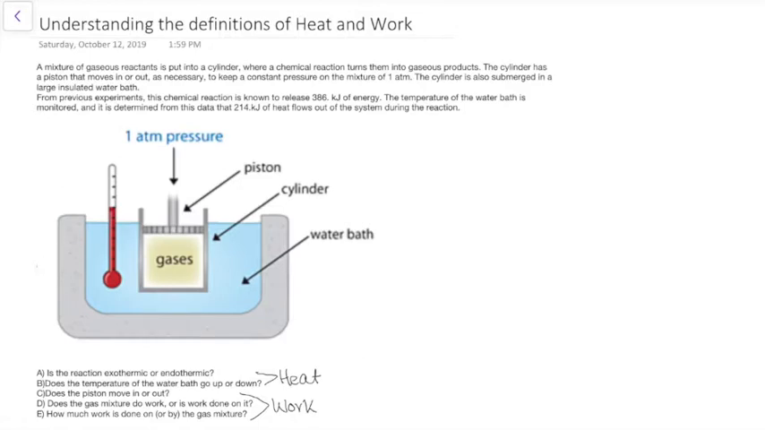Okay, now let's go back to the overall problem. In the description that we're given at the beginning, it does mention the system quite a few times, and we are doing a heat and work problem. So let's determine what our system is and what our surroundings are, just so we can understand the problem better. It's talking about these gaseous reactants inside this piston here, and that's going to be our system. And then this water bath outside is going to be our surroundings. So our system is the gas, and our surroundings are going to be this water bath.